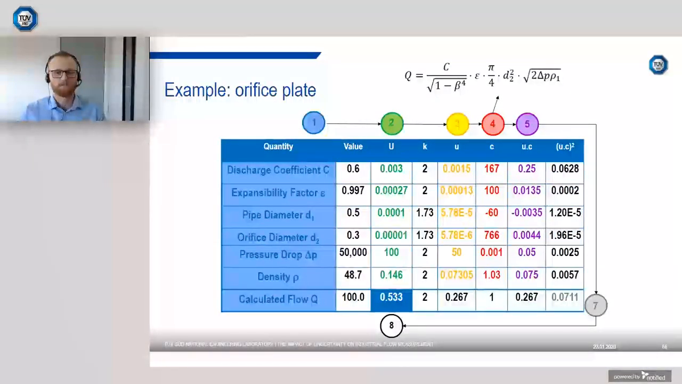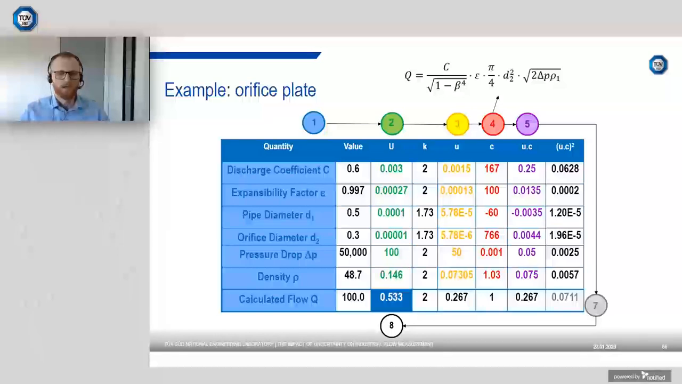So stage 3 is to convert back to standard uncertainties. For most of them, we are dividing by 2. It's a coverage factor of 2. So for discharge coefficient, expansibility factor, pressure drop and density, we are assuming it's some form of normal distribution.